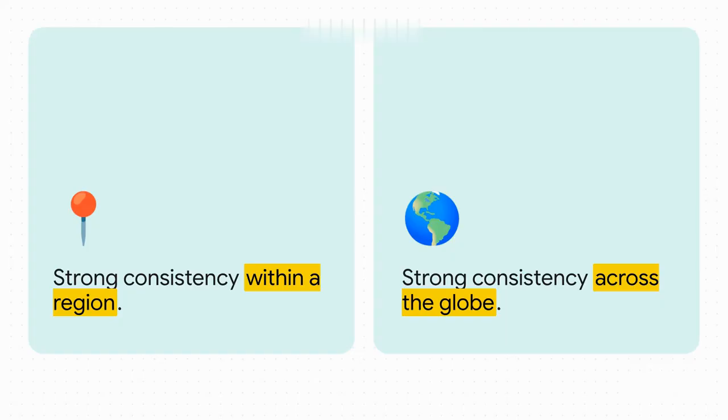And this slide right here, it just distills the core difference perfectly. On the left, you've got Cloud SQL's world: strong consistency, but within a region. Now look to the right. Spanner takes that exact same guarantee and literally stretches it across the globe. It's all about the scope. That's the key distinction you have to remember.